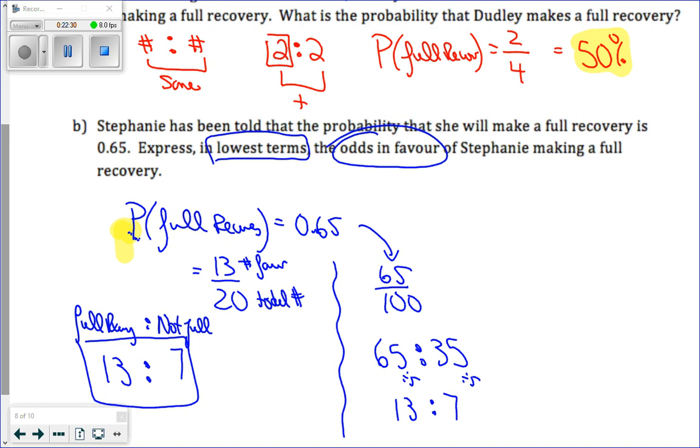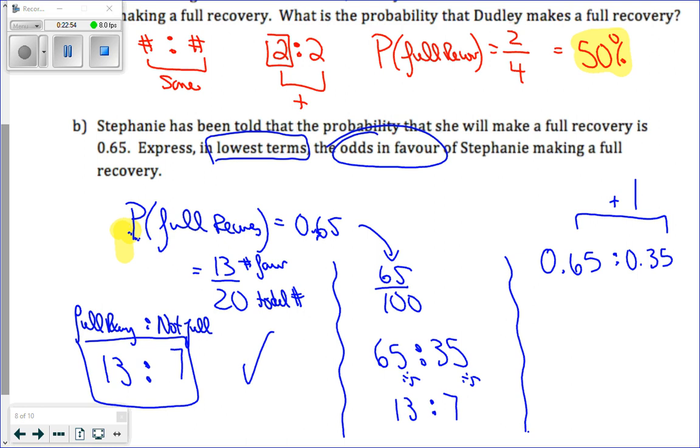The final option is think of it as a decimal. So 0.65 is the favorable. Remember, all probabilities have to add to what? 1 or 100%. So that would be 0.65 to 0.35. So that's another way you could write it. They're all correct. Okay. So it's a matter of you finding it one way and then just plugging it into the calculator, or just seeing it simplifies down. Okay.